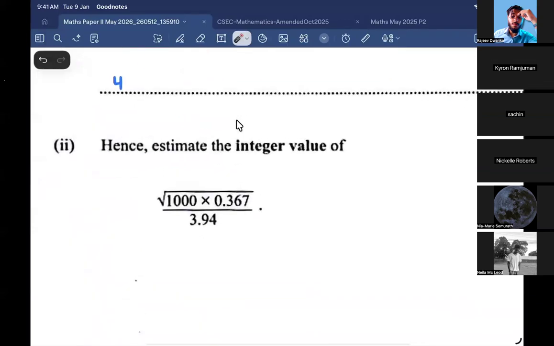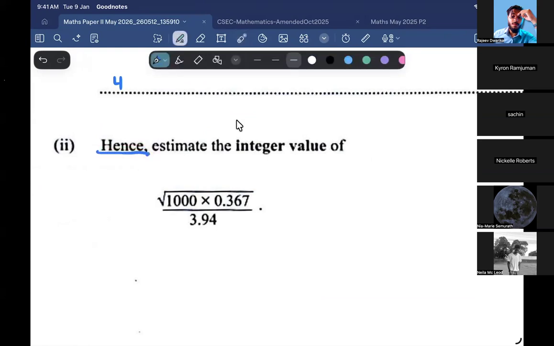Alright, there we go. Hence, estimate the integer value of this. Anytime you see the word hence, what does that mean? Anybody could tell me? Hence. You had to use the information you had in the previous question. That is it. So, Chiron, what was the previous information?